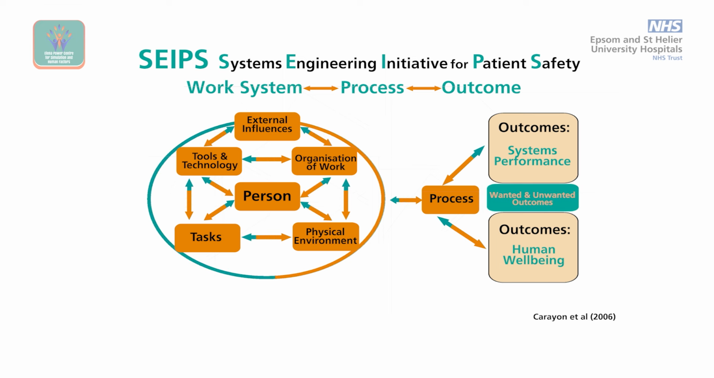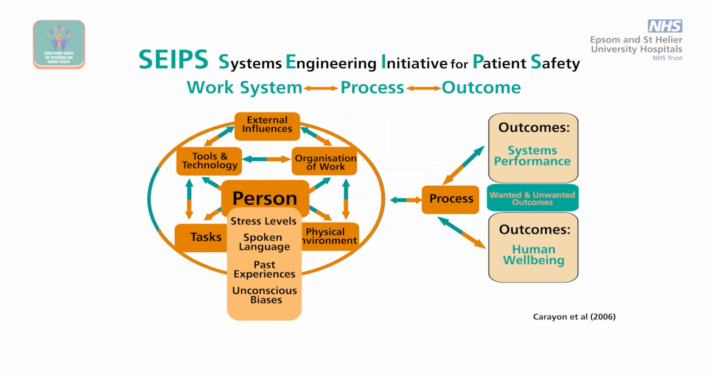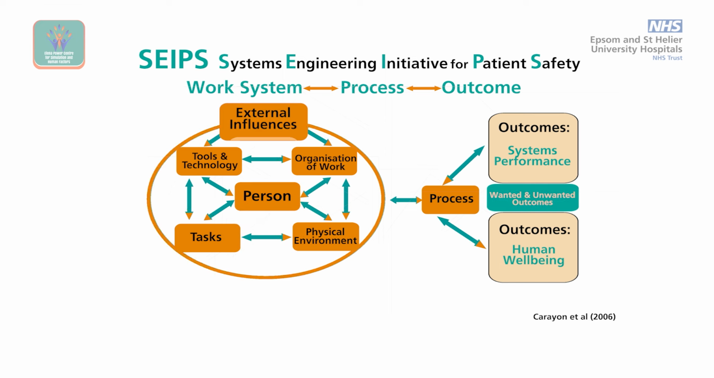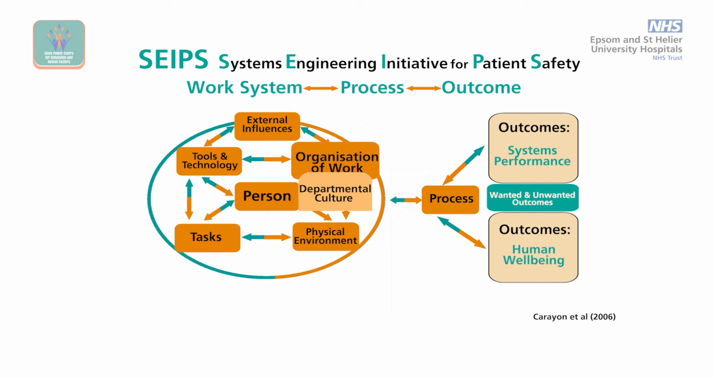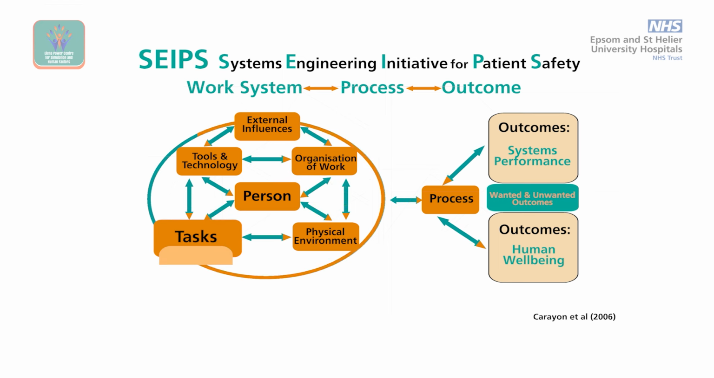For example, person factors may include stress levels, spoken language, past experiences, and unconscious biases. External influences could include societal norms, government funding, and national policy. And organization of work factors could include departmental culture, training and education strategy, or staffing and skill mix. Factors under tasks may include time pressures, concurrent tasks, or task complexity. Whilst design and availability of equipment can be factors relating to tools and technology.